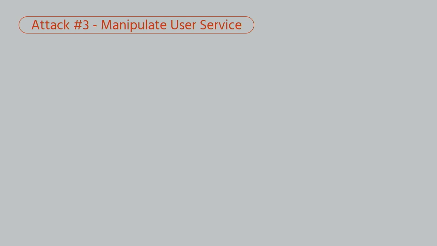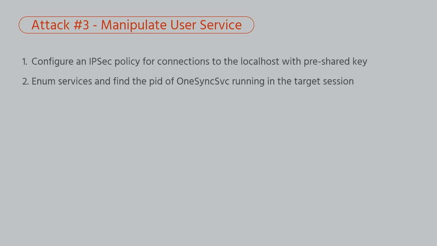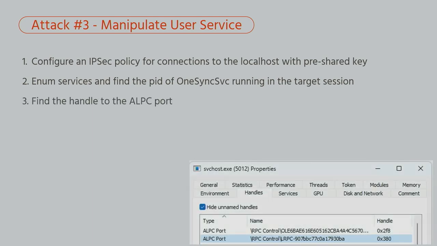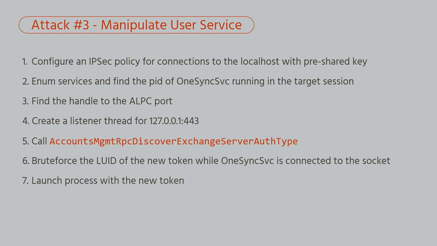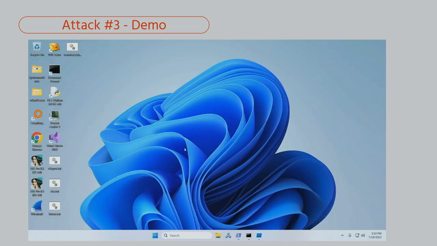Time for one final attack. We'll go over the services and find the instance of OneSyncSvc that runs in another session. Since the interface of SyncController is exposed by several services, we need to find the unique ALPC port opened by the service that we are targeting. We can see it in the process handle table. Then we'll start a listener thread on port 443 and call the RPC method. This will cause the service to connect to us, and while the socket is active, we can brute force the LUID of the token stored in the hash table. Let's see a demo for that.